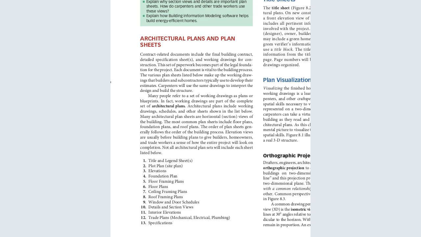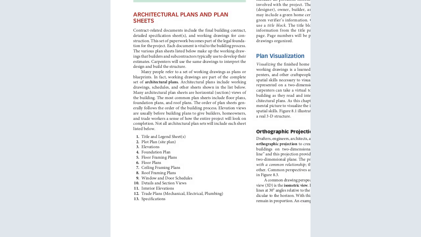So carpenters will use the same drawings to interpret the design and build the structure. Many people refer to the working drawings as the blueprints. In fact, working drawings are part of the complete set of architectural plans. So architectural plans include working drawings, schedules, and other sheets shown in the list below. Many architectural plan sheets are horizontal, sectional views of the building. The most common plan sheets include the floor plans, the foundation plans, the roof plans, and the order plan, and the sheets generally follow the order of the building process.